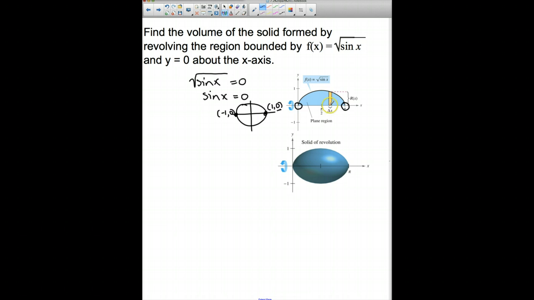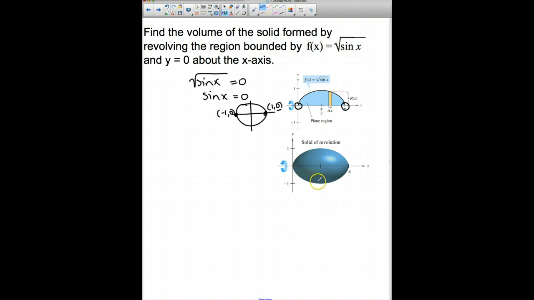Our representative rectangles will always be perpendicular to our axis of revolution, just like when we were finding area, the rectangles were perpendicular to the axis we were taking the integral with respect to. These rectangles have to be perpendicular to the axis of revolution to use the disc or washer method. So our radius is the function, which is square root of sine x.